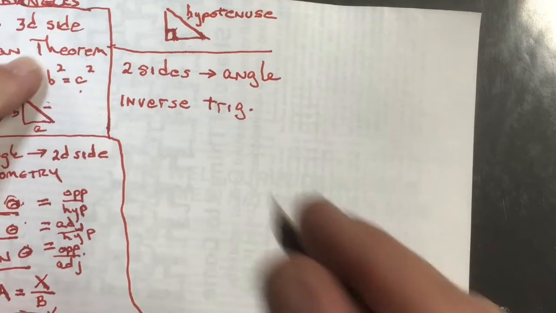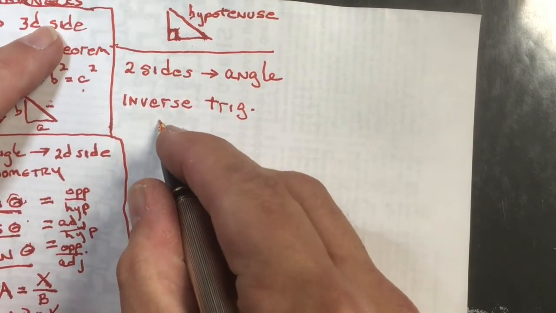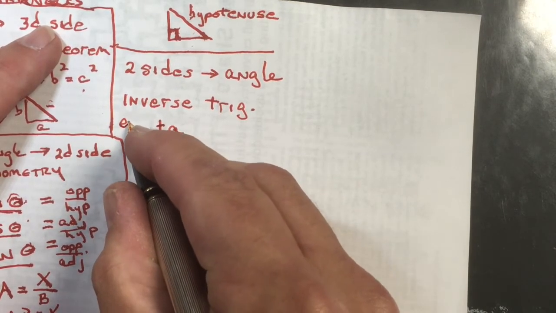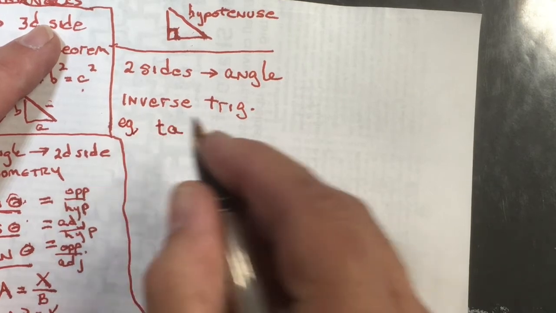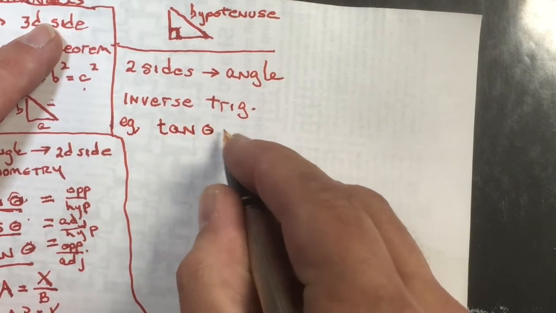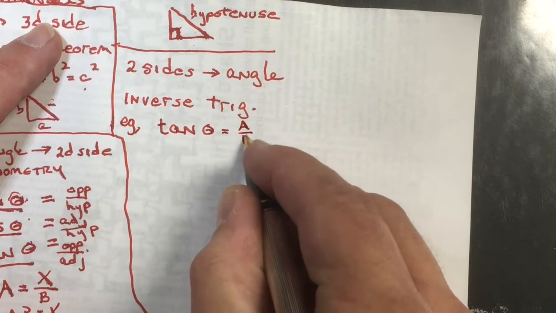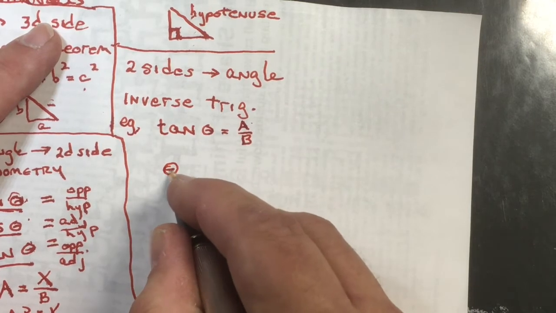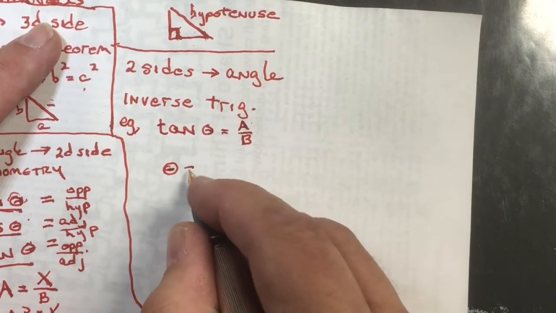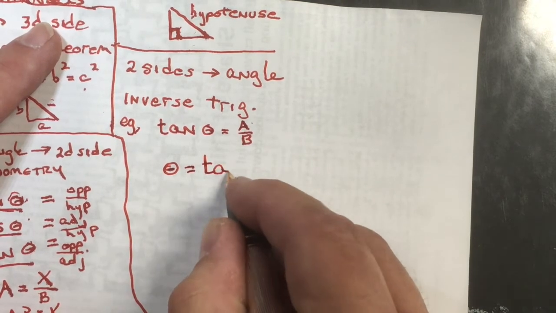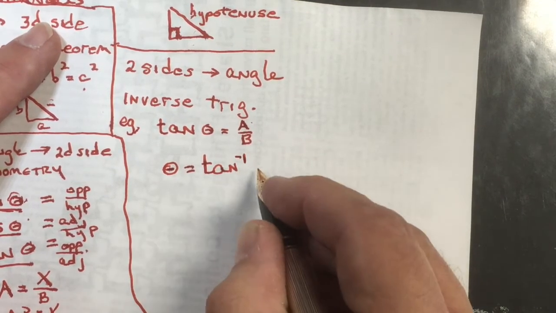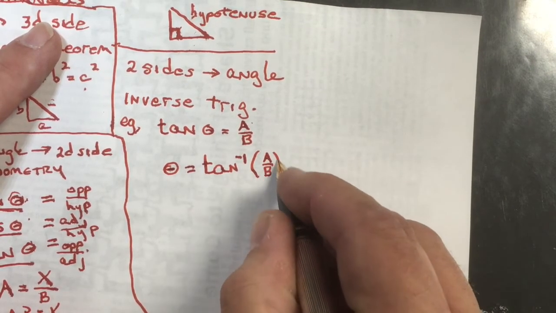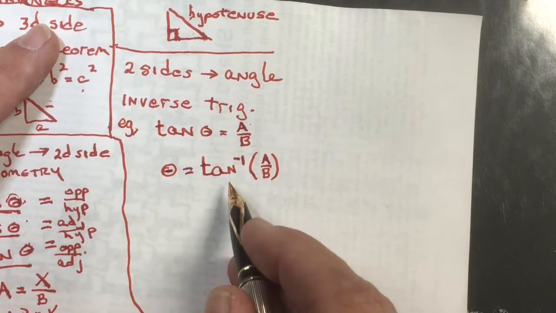So what I've just shown you is that for an inverse trig problem, for example, the tangent of theta is equal to A over B, where you know both of these numbers. What you have to do is take theta, because that's what you're looking for, and use the inverse tangent to get that. It doesn't matter if this is A or B.